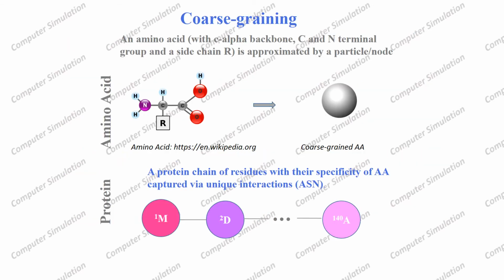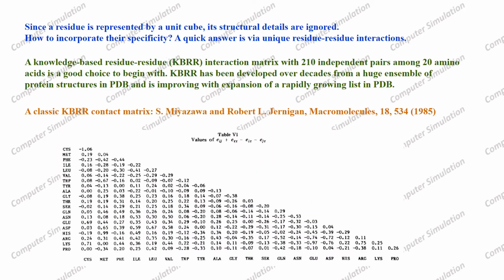A coarse-grain representation of residues with bond-fluctuating mechanism on a cubic lattice with ample degrees of freedom to investigate protein is an alternative and supplementary method along with current standard tools. A knowledge-based residue-residue interaction matrix with 210 independent pairs among 20 amino acids is a good choice to begin with. The knowledge-based residue-residue interaction has been developed over decades from a huge ensemble of protein structures in Protein Data Bank and is improving with expansion of a rapidly growing list in PDB.